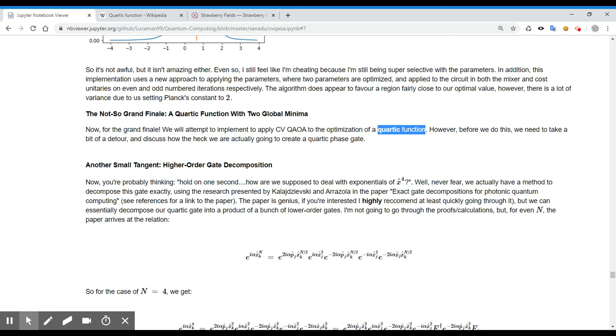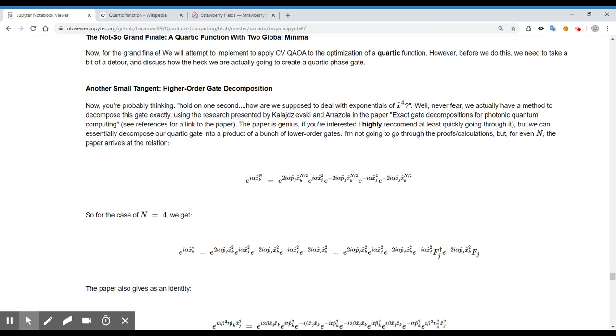If you're interested, I highly recommend at least quickly going through it, but we can essentially decompose our quartic gate into a product of a bunch of lower order gates. I'm not going to go through the proofs and calculations, but for even n, the paper arrives at the following relation. I guess the paper is highly mathematical, so there's not much intuition that I can see in here. So for the case of n equals 4, we get the following.